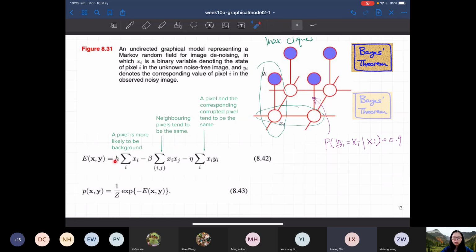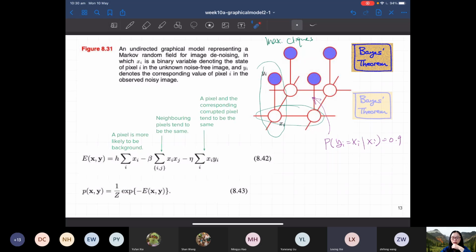The first term is h times individual x's, to encode the intuition that a pixel is probably more likely to be background than foreground, or the other way around, depending on the image being segmented. And the second term is basically xi times xj multiplied by a scalar parameter beta, which encodes the intuition that neighboring pixels tend to be the same. If neighboring pixels tended not to be the same, then this sign should be flipped, but here it says neighboring pixels tend to be the same.